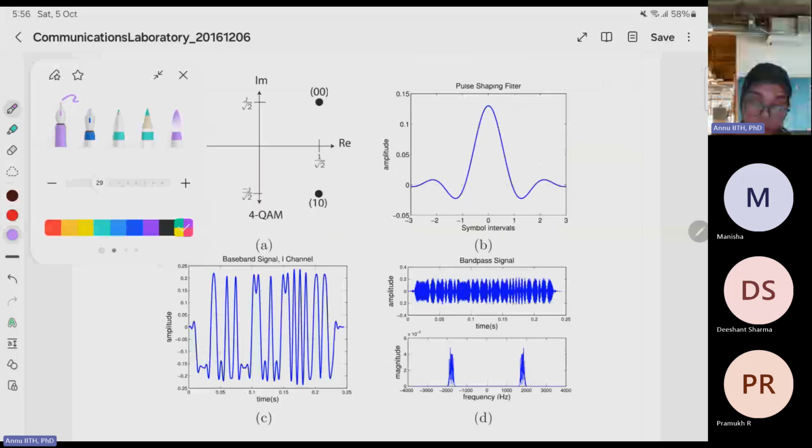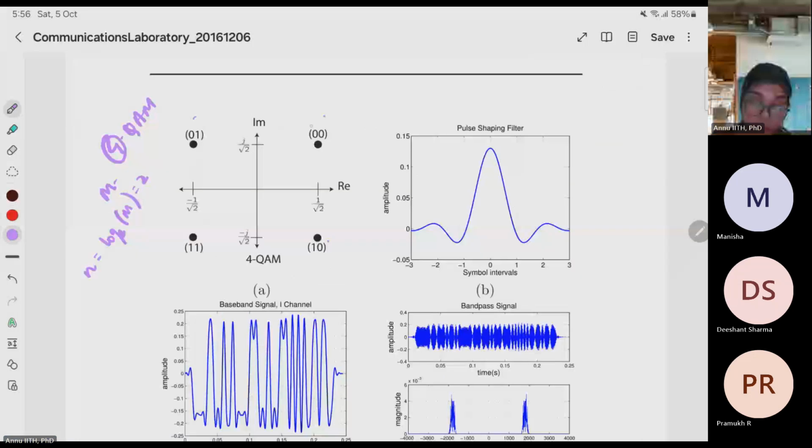Similarly, here you can see 0 0, 0 1, 1 0, 1 1, and from here you can write anything. All these 4 symbols have the same energy. And this is the imaginary part and the real part.